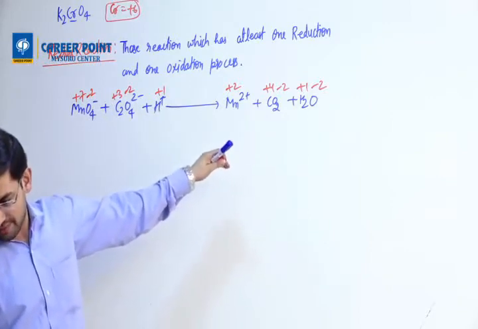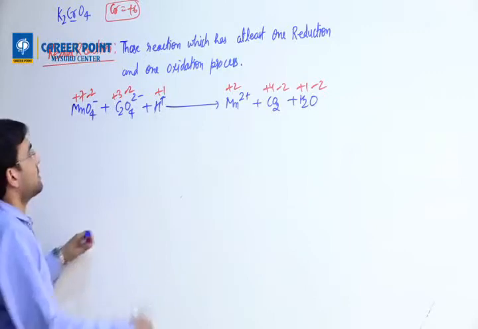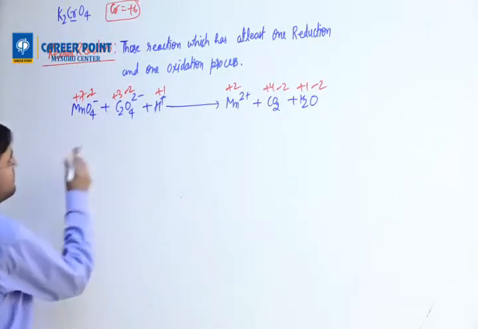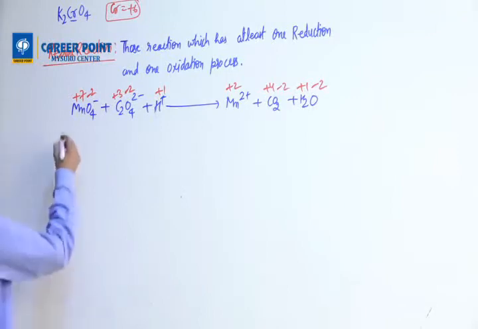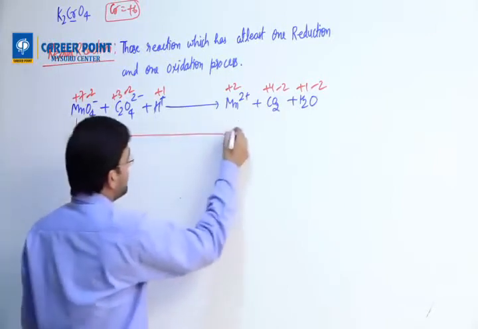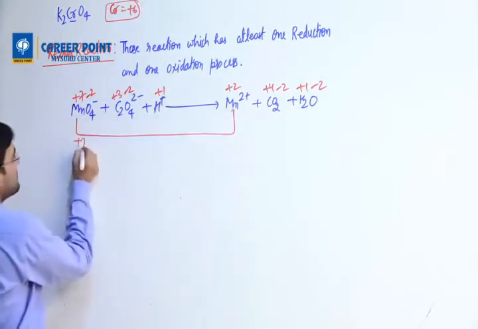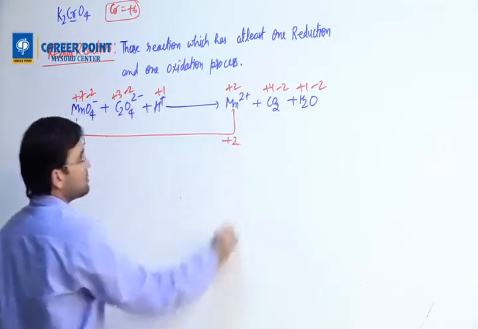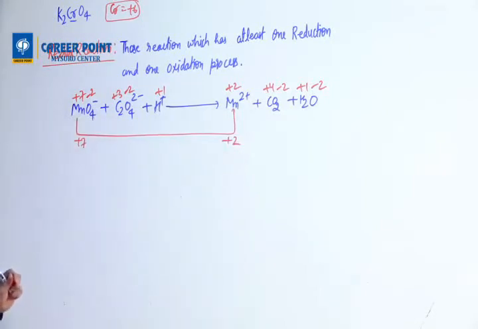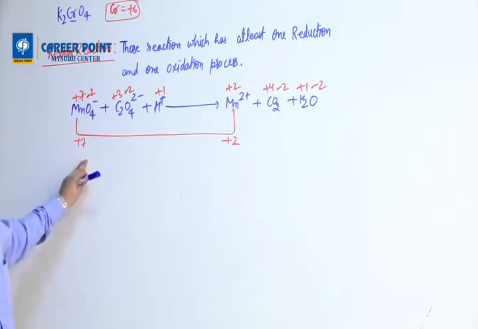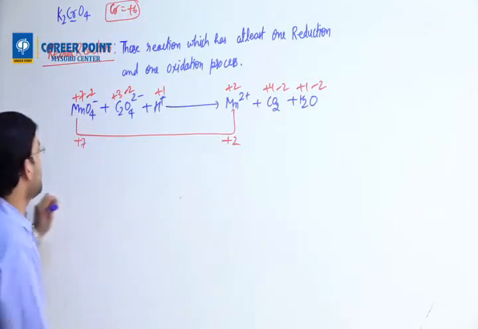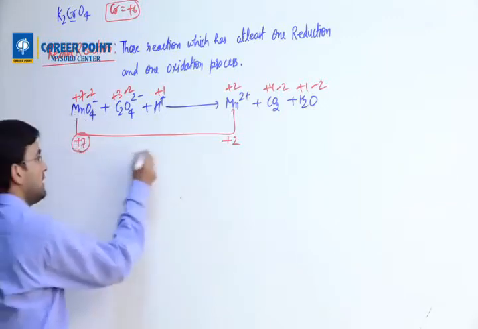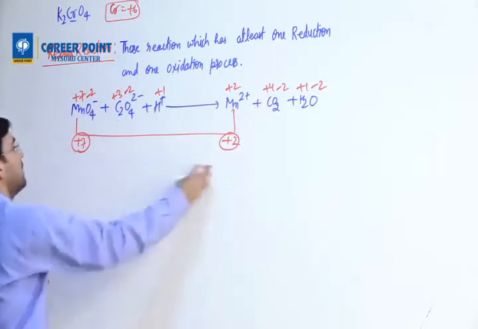Okay, manganese oxidized, correct. Now, once I have written this, we should find out whose oxidation number is changing. So manganese is changing from here to there, +7 to +2. Correct. Understand this line? +7 to +2.